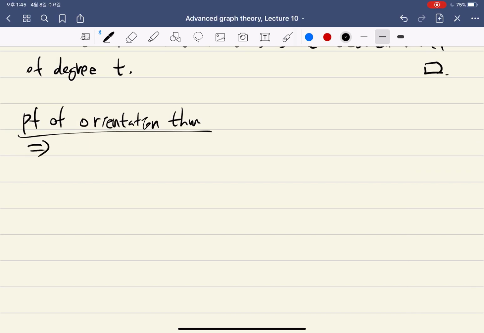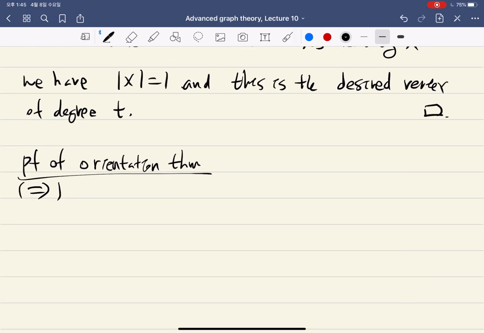So what was the theorem? The theorem is that a multigraph has a kh-connected orientation if and only if it is 2kh-connected. So if there exists a kh-connected orientation, then for any cut, we have to have at least k edges in this direction and k edges in this direction.